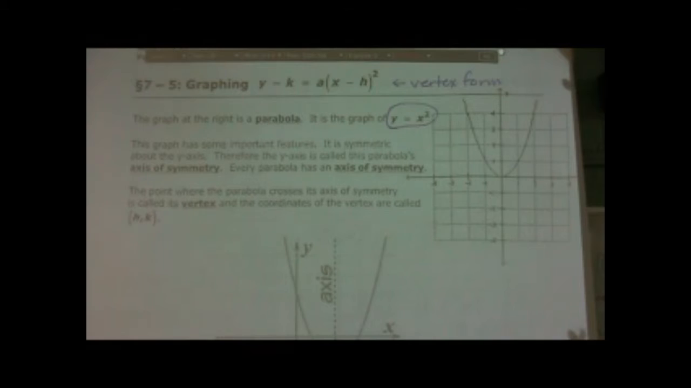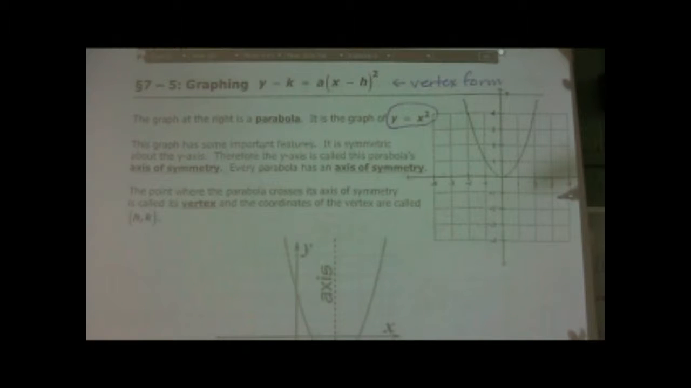All right. This graph has some important features. It is symmetric about the y-axis. And what that means is that when you look at the y-axis, the two sides are mirror images of each other. The left side is a mirror image of the right side. Always true. Therefore, the y-axis is called this parabola's axis of symmetry. It's the line through the parabola where both sides are mirror images of each other.